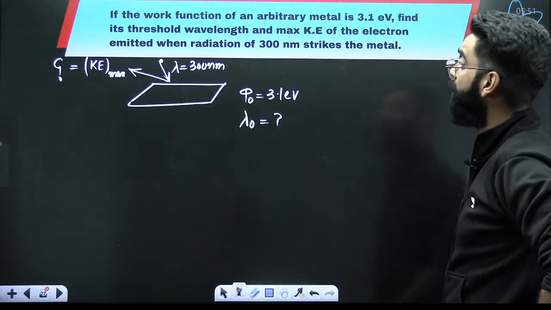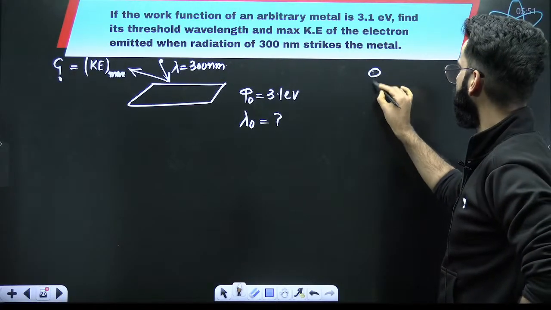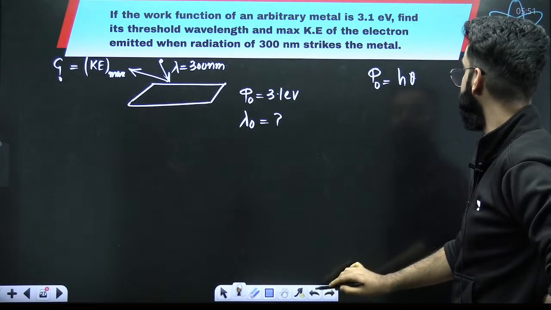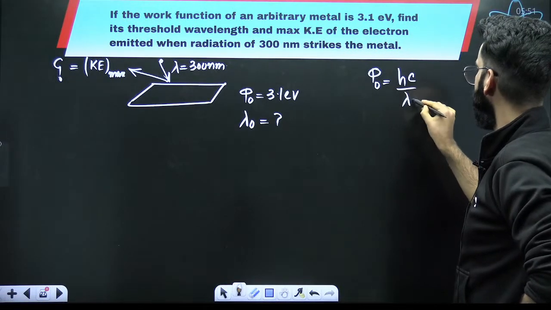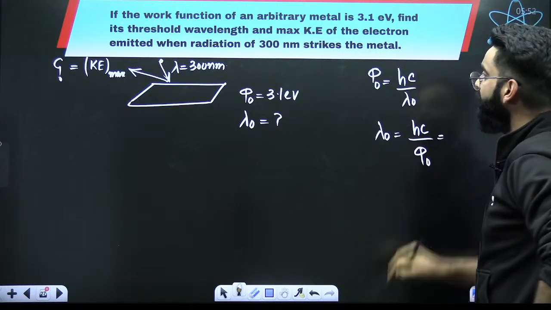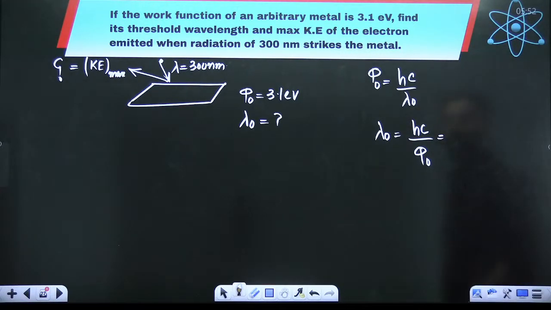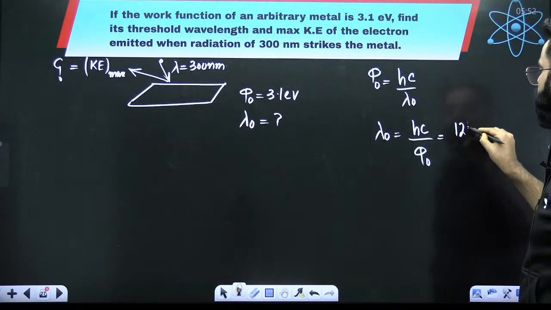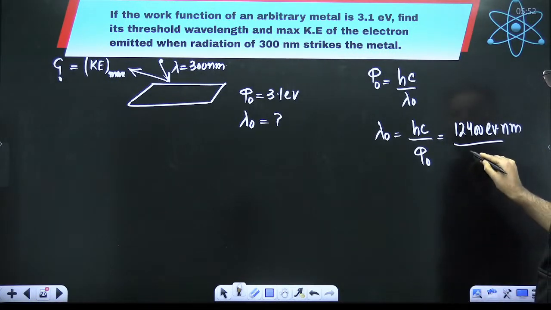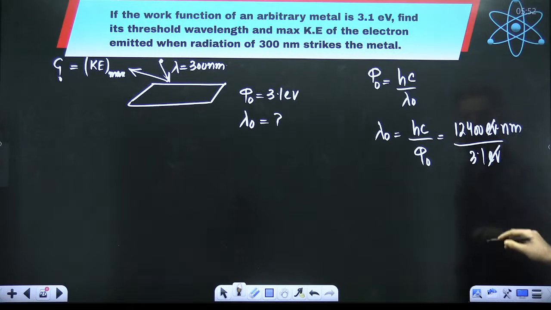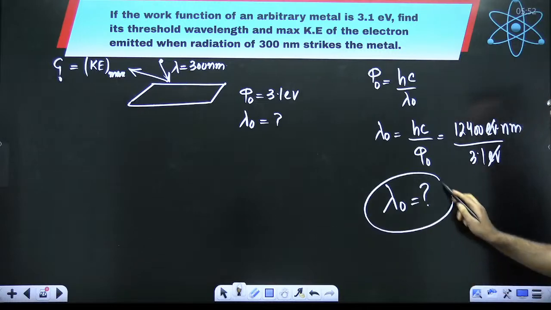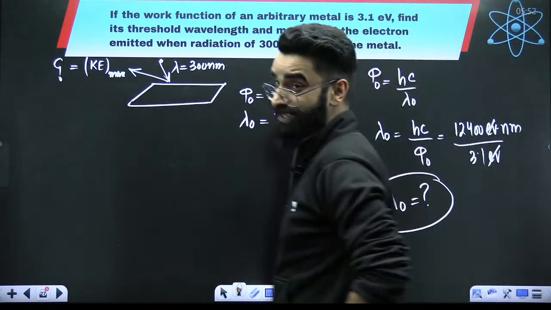My dear students, let's have a look first of all at the threshold wavelength. You know the work function phi naught is equal to h nu naught, right? Or you can say it's equal to hc divided by lambda naught. So can't you calculate lambda naught from here? It is hc divided by phi naught. My dear students, hc value you can take as 1240 electron volt nanometer, because everywhere it's nanometer. Phi naught is 3.1 electron volts. Electron volt cancels. Solve it. Get the value of lambda naught, which is your threshold wavelength. So you calculate your threshold wavelength from here. Now threshold wavelength is calculated.